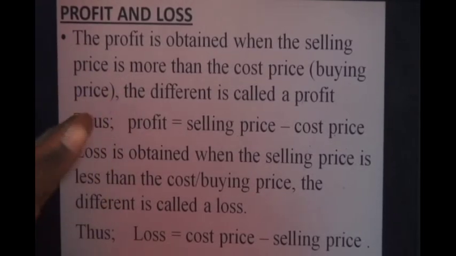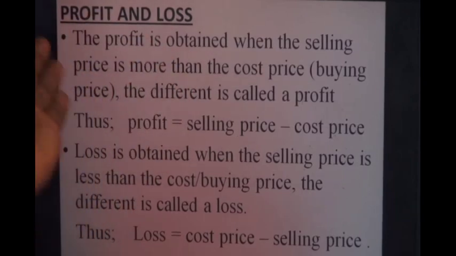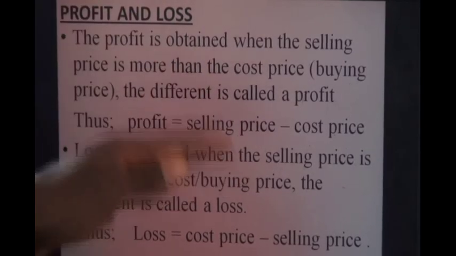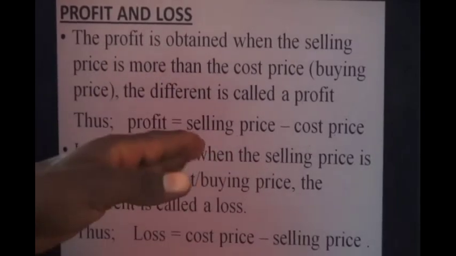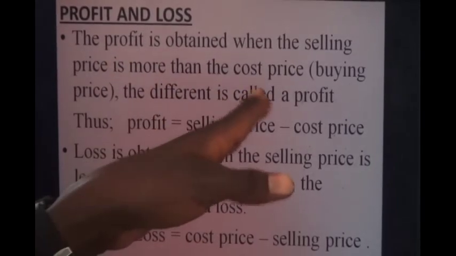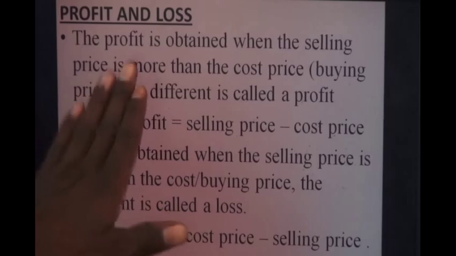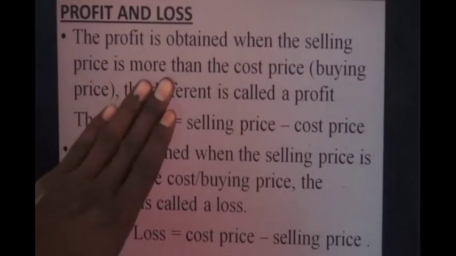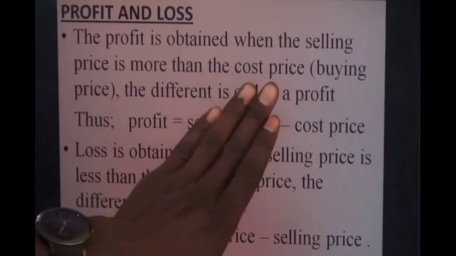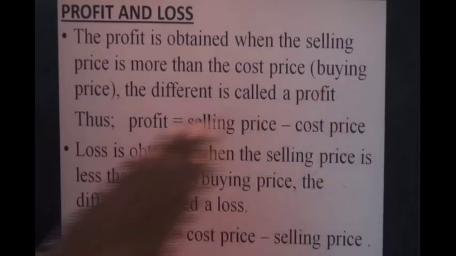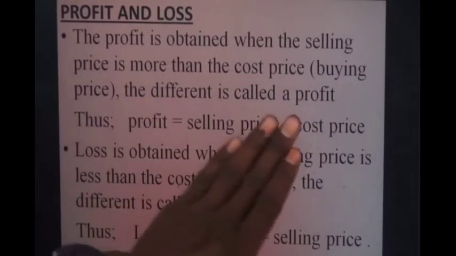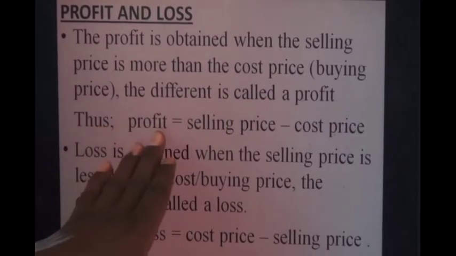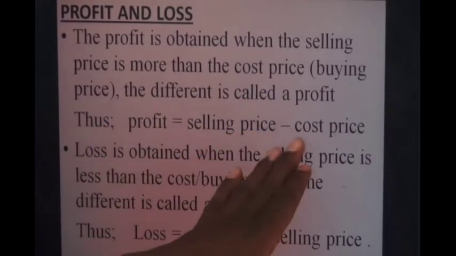And how much you will get after you have sold it, the money that you will get after selling that commodity, we call it the selling price. Therefore, the profit is obtained when the selling price is more than the cost price, that is, the buying price. The difference is called a profit. And thus profit is equal to selling price minus cost price.